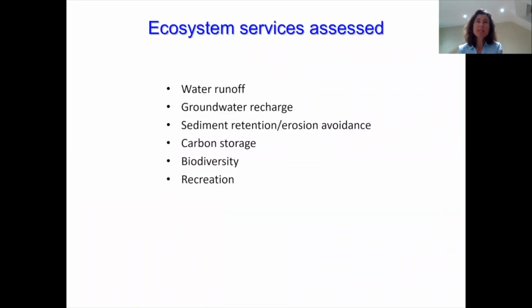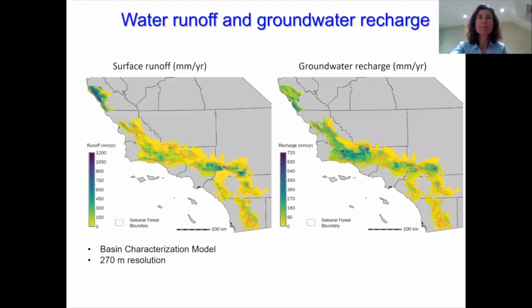The ecosystem services that we assessed included water runoff, groundwater recharge, sediment retention or erosion avoidance, carbon storage, biodiversity, and recreation. So what I'll do first is show you some of the data layers that we have compiled on each of the ecosystem services, and then show you some screenshots of the web mapping tool that we've developed.